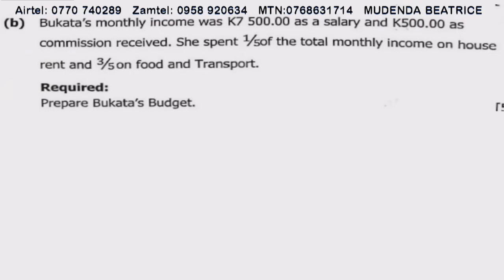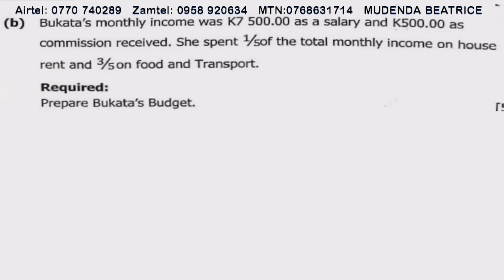Let me go through again. Vukata's monthly income was 7,500 kwacha as a salary and 500 kwacha as commission received. She spent 1/5 of the total monthly income on house rent and 3/5 on food and transport. Required, prepare Vukata's budget.